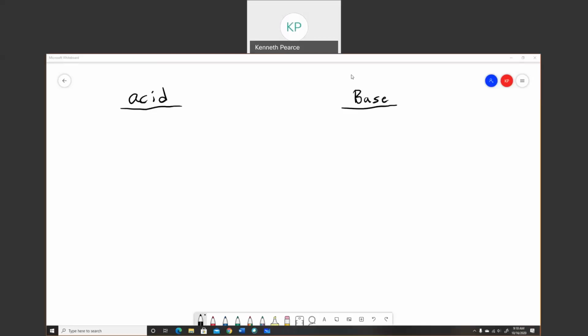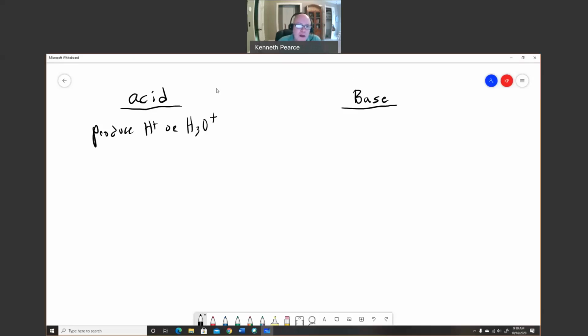We have these things called acids and bases, and we have to know what is an acid and what is a base and be able to recognize what we're looking at. And so the first thing is that acids produce H plus or H3O plus. And H3O plus is known as a hydronium, and the H plus is known as a proton.